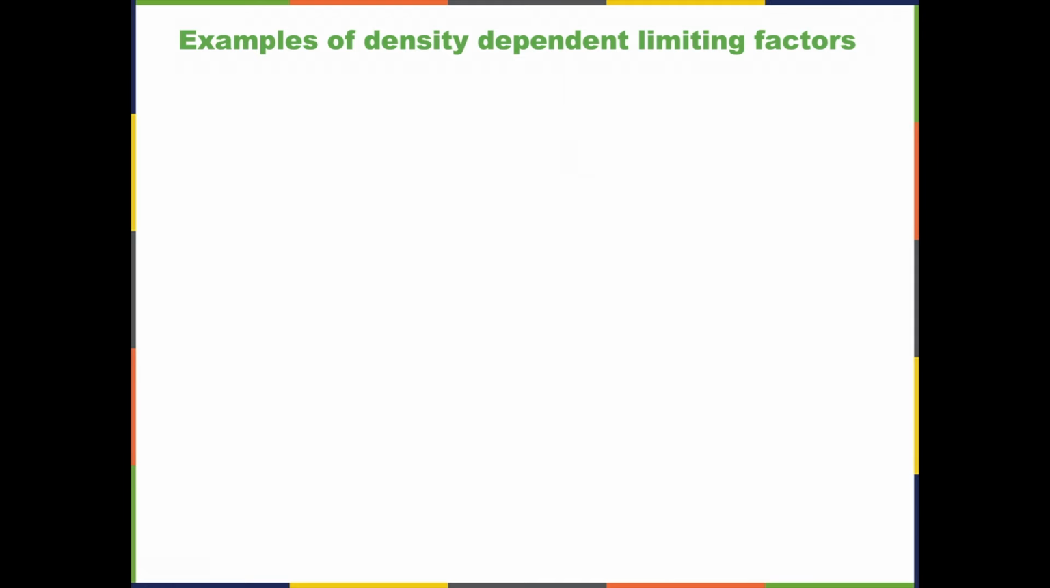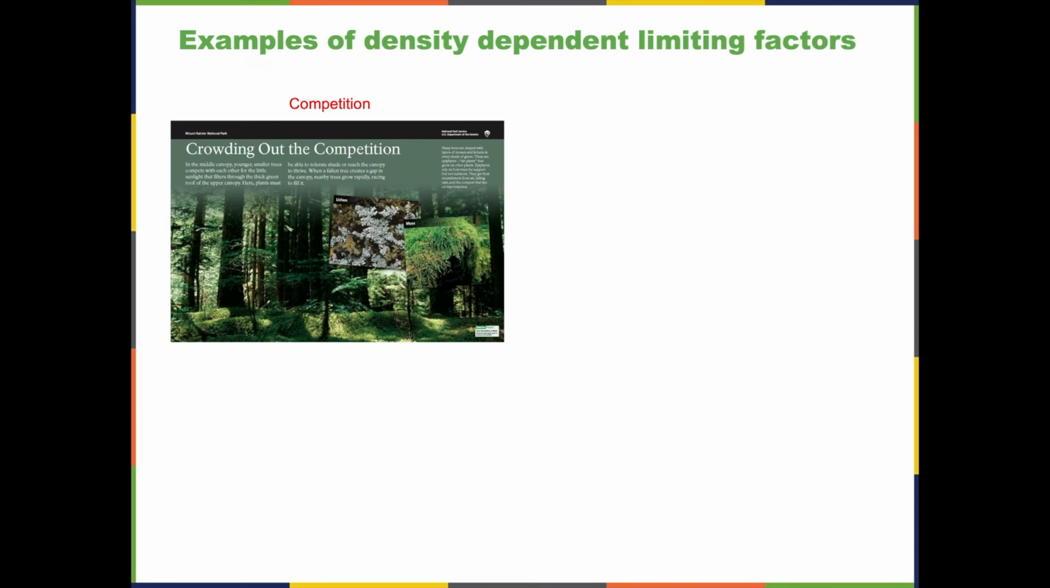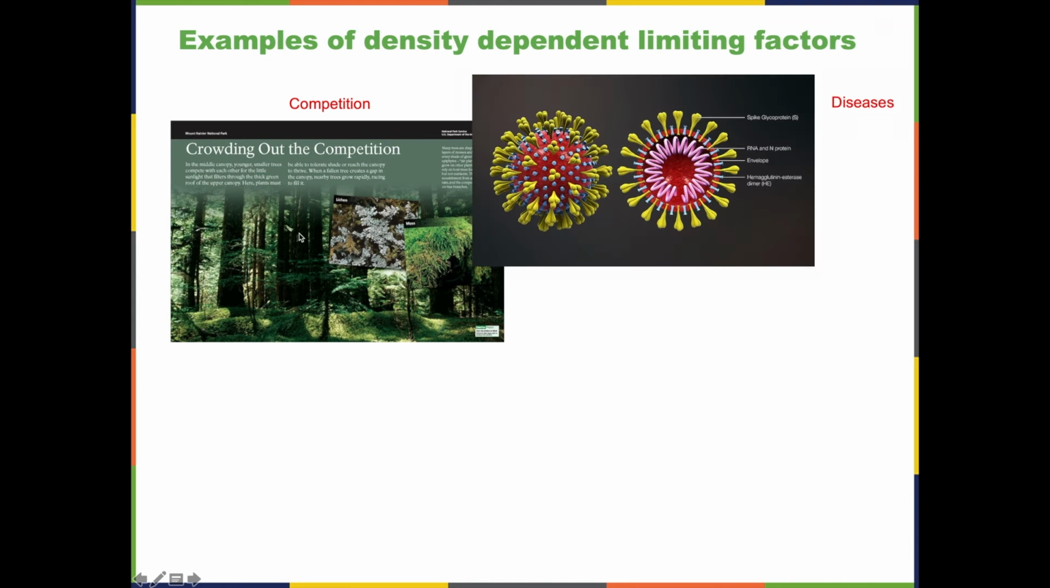So what are other examples of density-dependent limiting factors? One is competition. This is competition, in this case, for light. When there is competition for things that allow organisms to survive, then some of them compete out the others. So there's an example with plants.